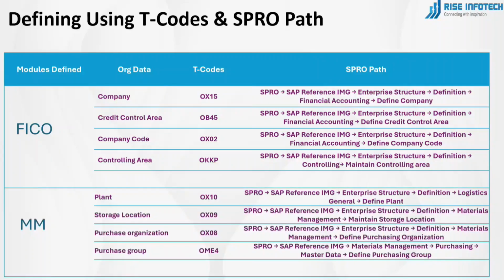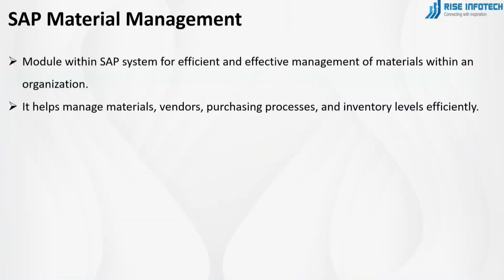To define purchase organization, it is OX08. And to define purchase group, it is OME4. So we have this option to also use the SPRO path. So, moving to SAP Material Management.